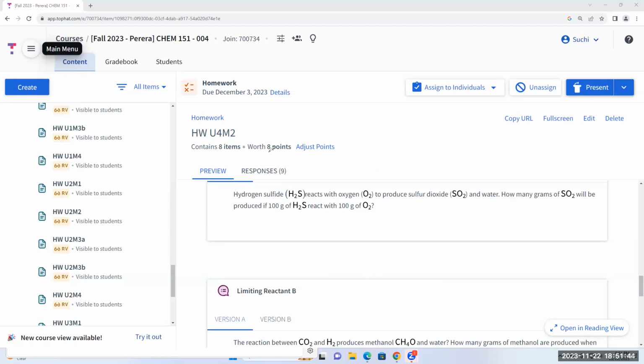Okay, let me see. So we have H2S. I need a thicker pen. Give me a second. So H2S is reacting with oxygen. I think we did the same. We balanced the same equation on Monday as well. And it gives us sulfur dioxide, SO2, and H2O. So maybe this will ring a bell.